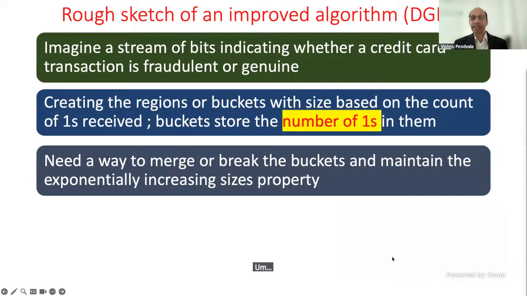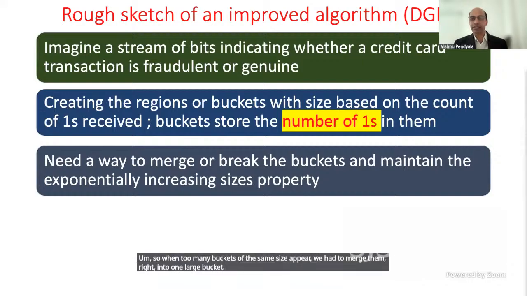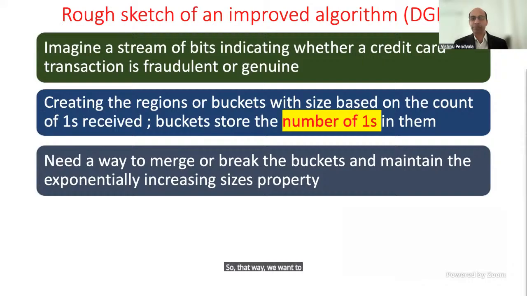So when too many buckets of the same size appear, we have to merge them, right, into one large bucket. So that way we want to keep the memory bounded. We want to reduce the memory used.